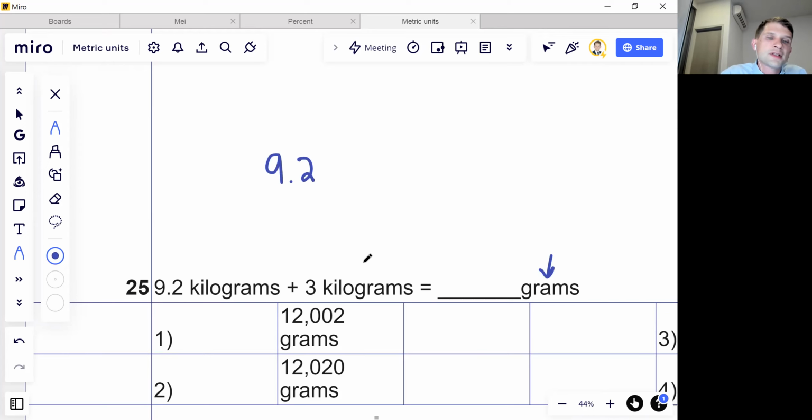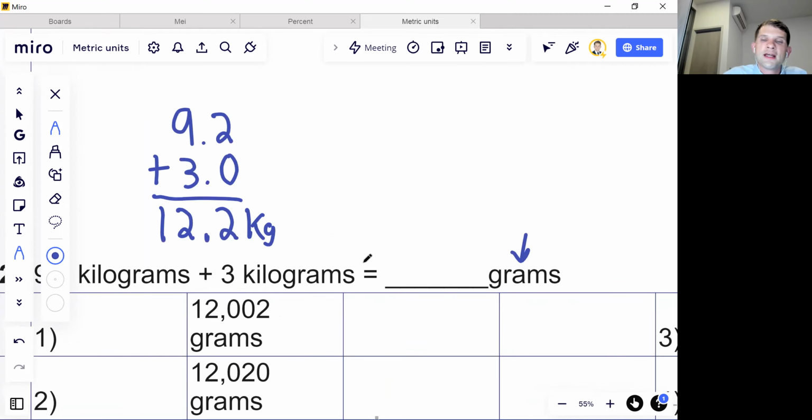9.2 kilograms plus 3 kilograms. Okay. And that's going to give me 12.2 kilograms. And I can't stop there. I need to make sure I convert now to grams here. All right. So that's going to be a horse to a fly.